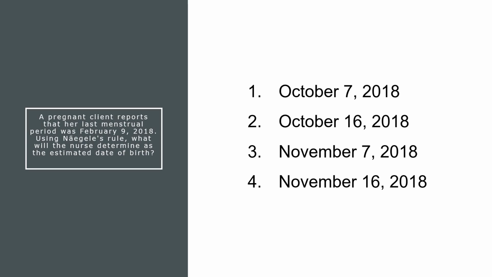So the first day of the last menstrual period was February 9th, 2018. And we're going to subtract 3 months, which takes us to November the 9th, 2017. And then we're going to add 7 days, which brings us up to November the 16th, 2017. And then we're going to add a year, which will give us November the 16th, 2018. So the correct answer is D.